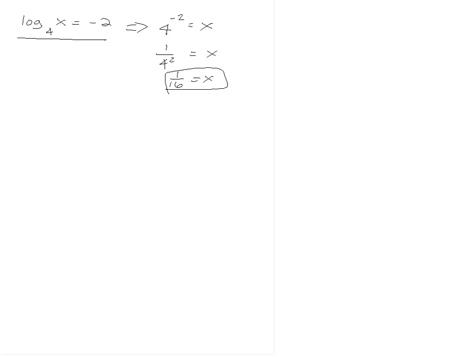Okay, so what if I had log base 3 of x equals negative 3? I can't solve it this way, so I switch it out. Base, exponent, answer. x is 3 to the negative 3. So 1 over 3 cubed is x. So x is 1/27.